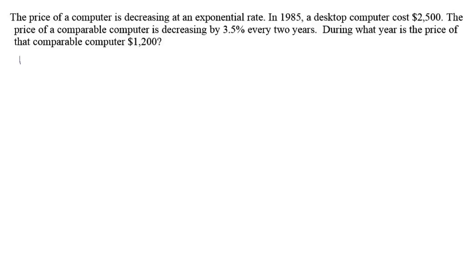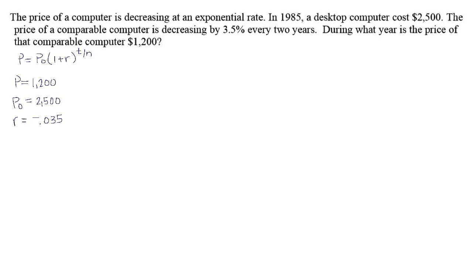And we are using our formula P equals P sub 0 times 1 plus our rate and time over N. So notice that our final population is going to be $1,200. The initial population of this problem is going to be $2,500. This is our starting price. The rate at which our computer is decreasing is going to be negative 0.035.